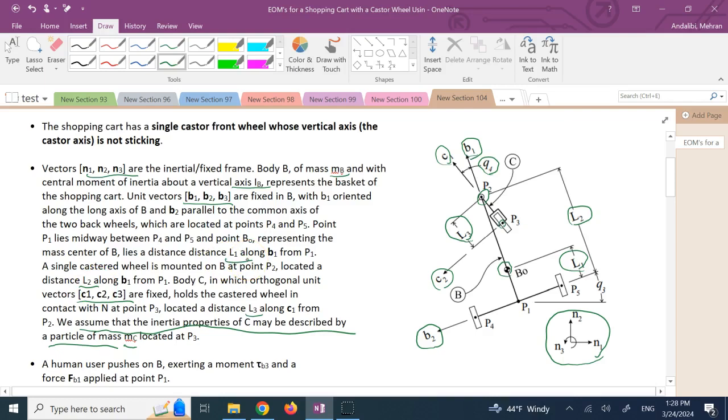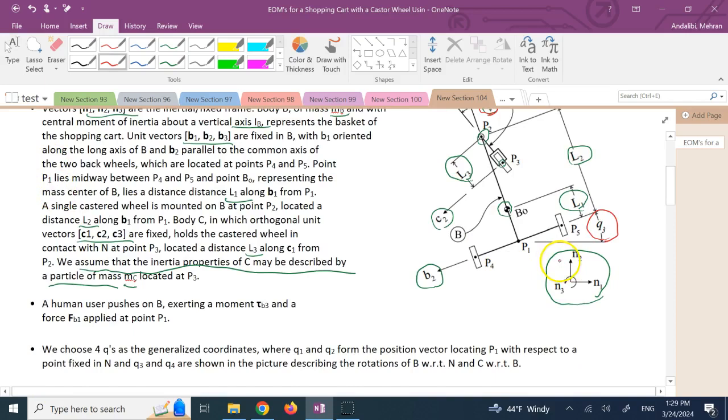Okay, so what degrees of freedom, or generalized coordinates, do we have? Here we have Q4, which, as I said, is the rotation of member C with respect to member B. Then the rotation of member B with respect to the N frame is shown by coordinate Q3. And the location of point P1, or the centroid, if you will, is shown by Q1 and Q2.